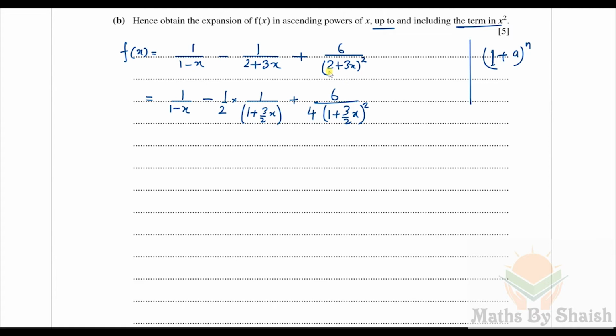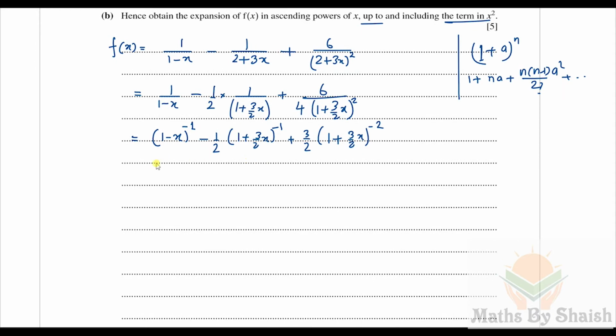Now we can write it as (1 minus x) to the power minus 1, minus 1 upon 2 times (1 plus 3 by 2 x) to the power minus 1, plus 6 by 4, that is 3 by 2 times (1 plus 3 over 2 x) to the power minus 2. Now we will expand with this formula identity, and that is going to be (1 minus x) to the power minus 1.